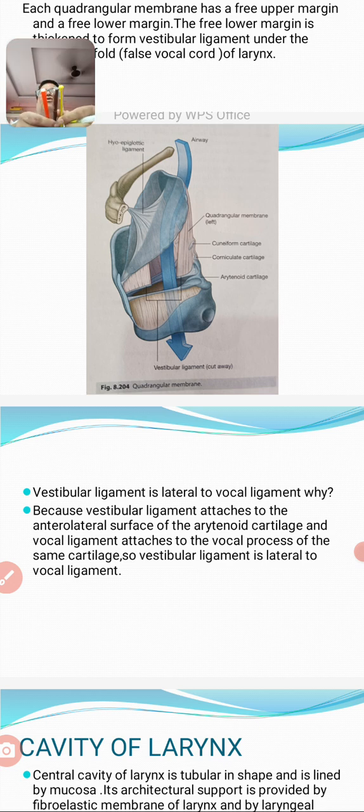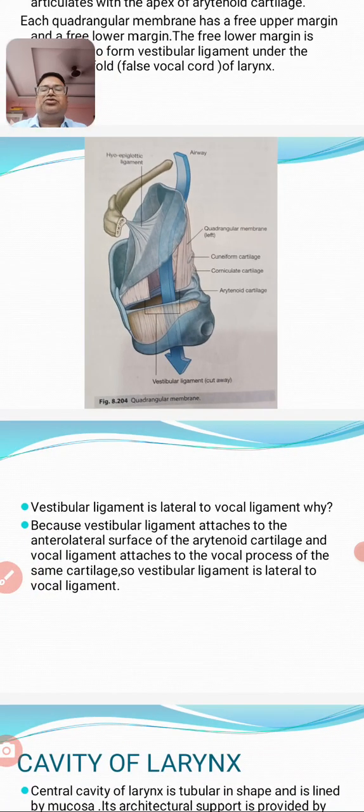Vestibular ligament and the vocal ligament. This is the vocal ligament, and this, lateral, is the vestibular. Now this vestibular ligament is lateral to the vocal ligament because it is attached to the anterolateral surface of the arytenoid cartilage.